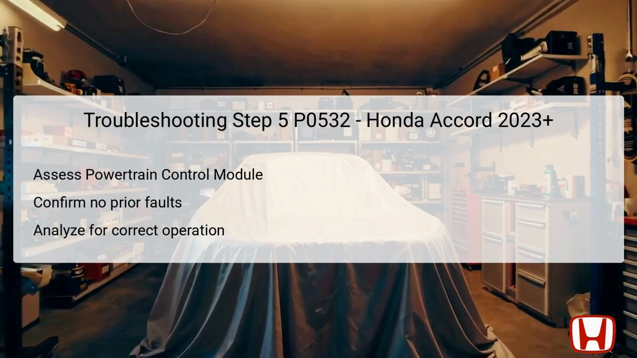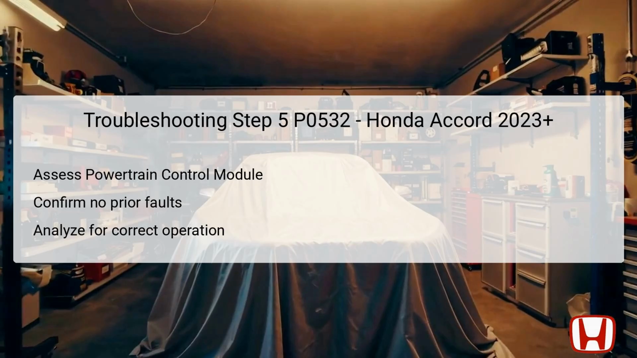In this final troubleshooting step, if all prior inspections indicate normal conditions, the next focus is the Powertrain Control Module, or PCM. The PCM is essentially the vehicle's computer, managing several critical functions, including sensor data interpretation. Utilize the diagnostic tool to check for any previous faults logged that might indicate prior electrical or sensor issues.